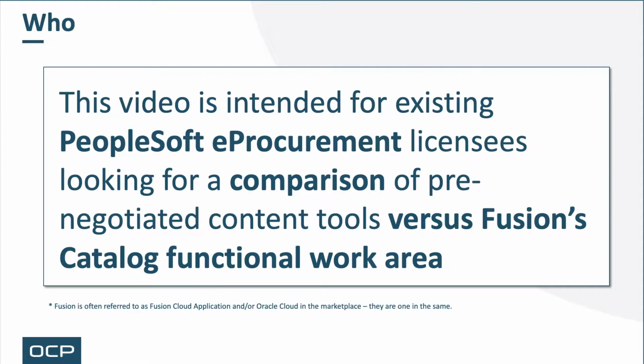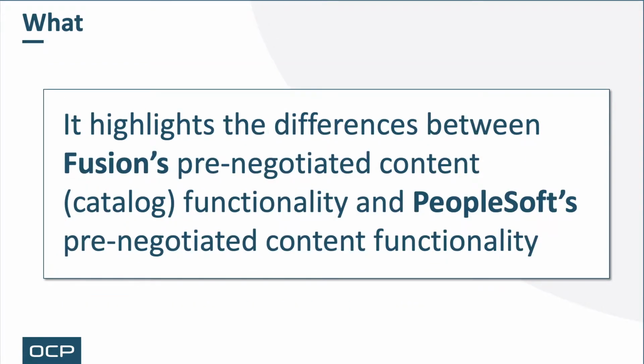It's worth noting that Fusion is often referred to as Fusion Cloud applications and or Oracle Cloud in the marketplace. Just note that they are one and the same. So again, this video will highlight the differences between Fusion's pre-negotiated content tools like catalogs and SmartForms and PeopleSoft's pre-negotiated content tools or functionality.